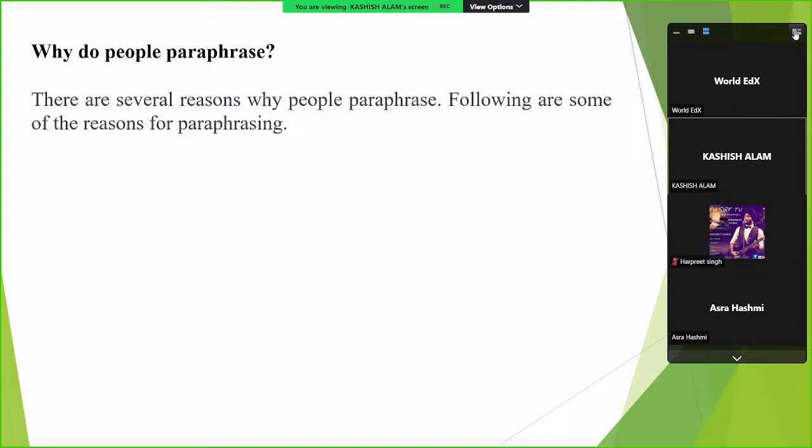All right. So here's the thing. Why do people generally paraphrase? There are several reasons why paraphrasing is done. The first, it helps to avoid plagiarism. It will prevent you from copying someone else's notes. That's what paraphrasing is all about.